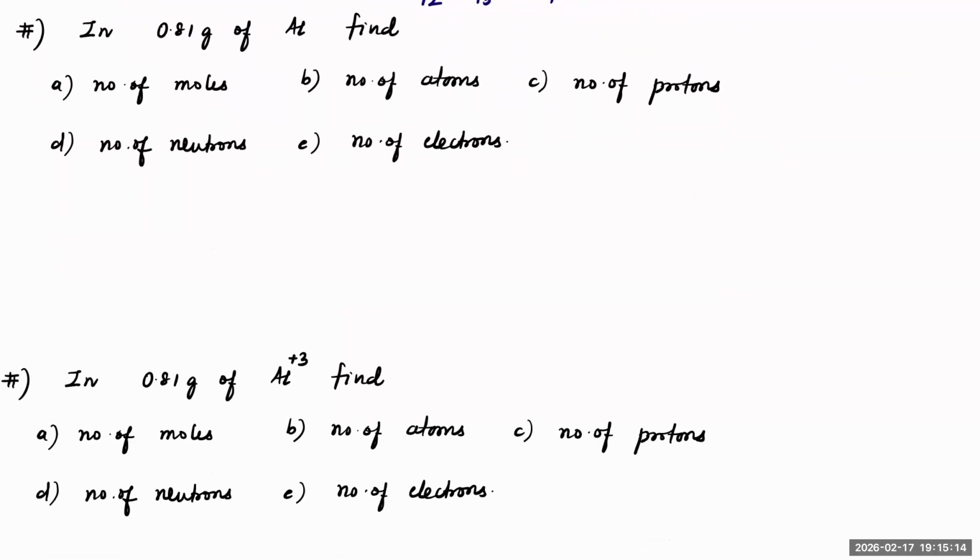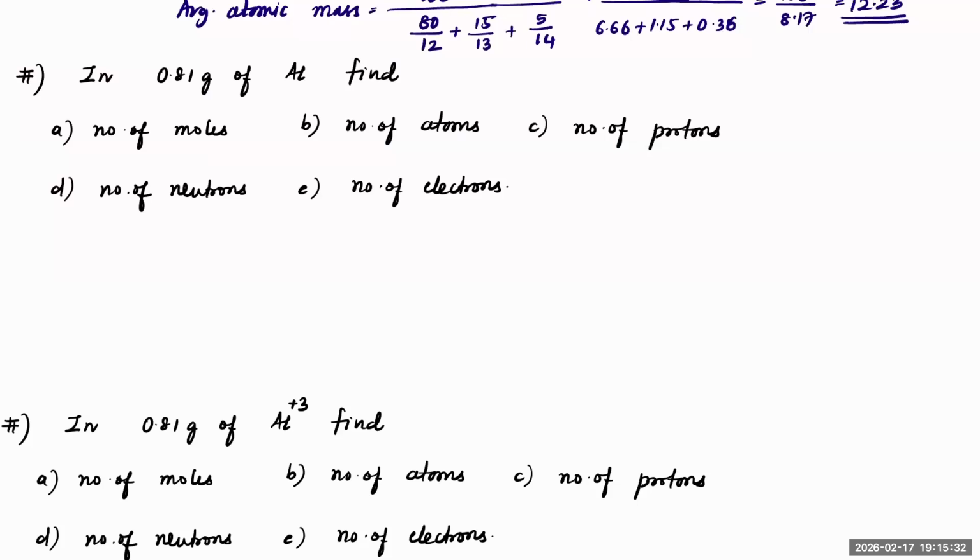See the next one, beta. In case it is asked: 0.81 grams of aluminium, Al is aluminium. Find the number of moles, number of atoms, number of protons, number of neutrons, number of electrons. Now, what you need to know is the extra information that will usually be given. Given is the mass number of aluminium is 27.